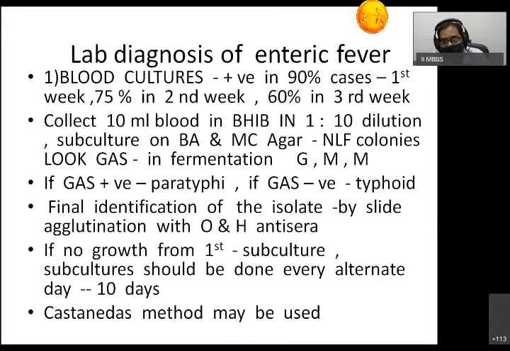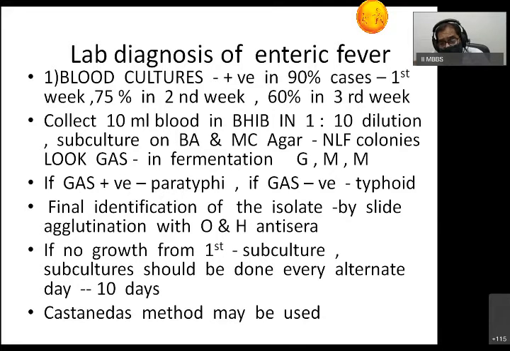That means not only taking into account the biochemicals, after subculturing you have to set up the biochemical testing. Correct? In that you can use indole, MR, VP, citrate test, as well as triple sugar iron agar. And then depending upon these various tests, you will know about the likelihood of the isolate. Final identification of the isolate is done by slide agglutination with O and H antisera.